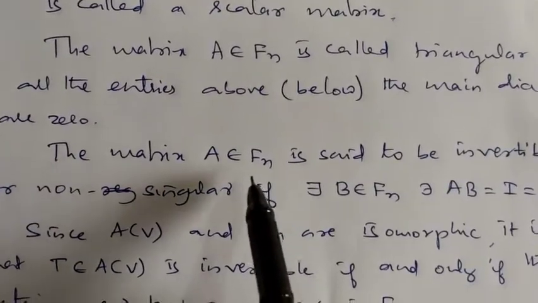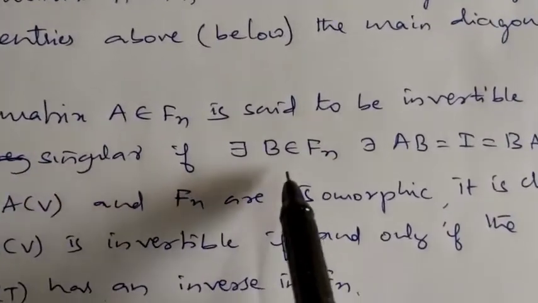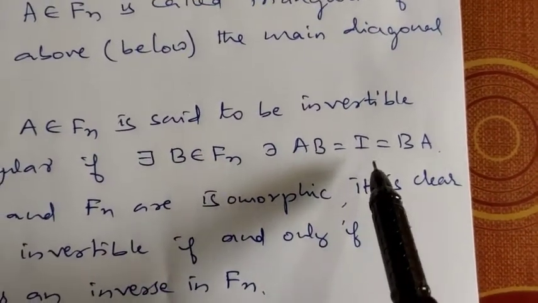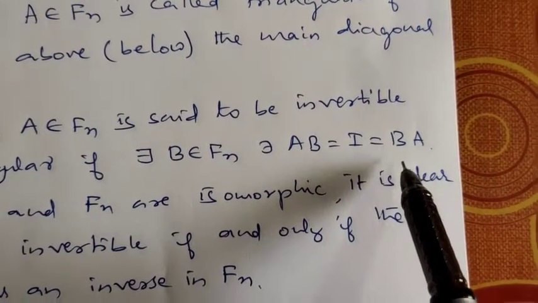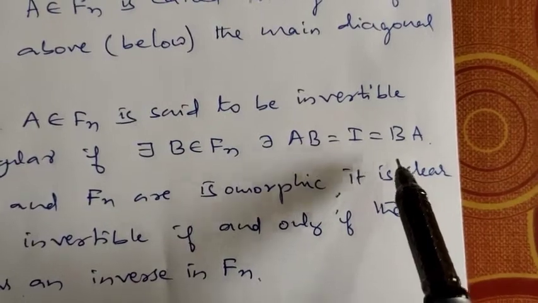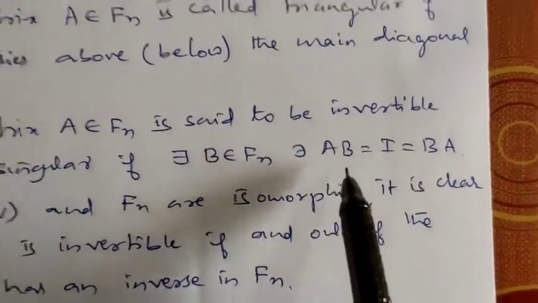And the matrix A belonging to Fn is said to be invertible or non-singular if there exists some matrix B belonging to Fn such that A times B is the identity matrix, or similarly B times A. We need to verify both, because for matrices, you know that AB is not equal to BA in general. That's why we need to verify whether AB is I and BA is also I.